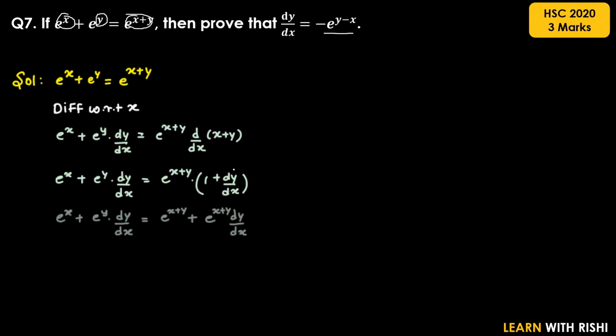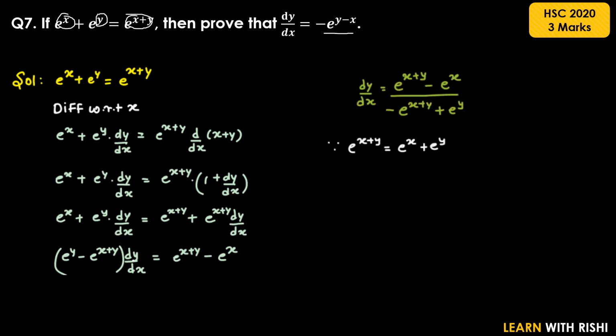Now we'll open the brackets. So this will be e raised to x plus y plus e raised to x plus y dy by dx. I will take this dy by dx common. So you will get e raised to y minus e raised to x plus y into dy by dx is equal to e raised to x plus y minus e raised to x. Now we have to find dy by dx. So dy by dx will be equal to e raised to x plus y minus e raised to x upon minus e raised to x plus y plus e raised to y.